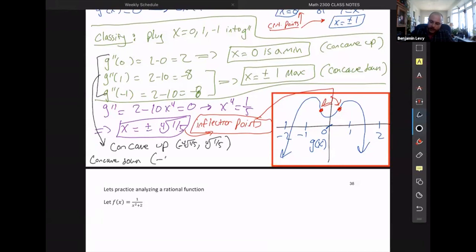So it would be minus infinity to the first one, union, and then past the first one, so the 4th root of 1/5 on, because we plugged in points around there. I know I kind of ran out of room, so let me just make a note here, actually.